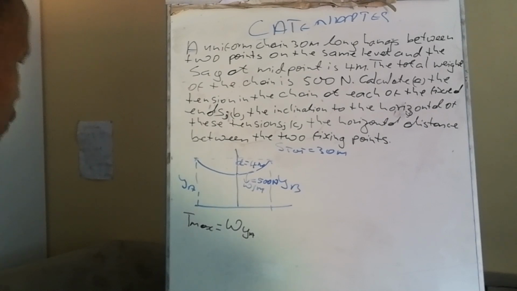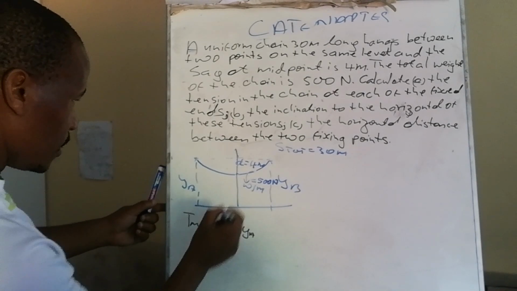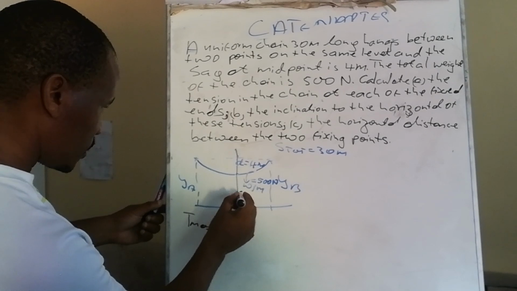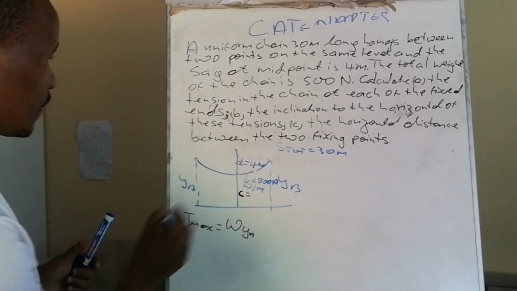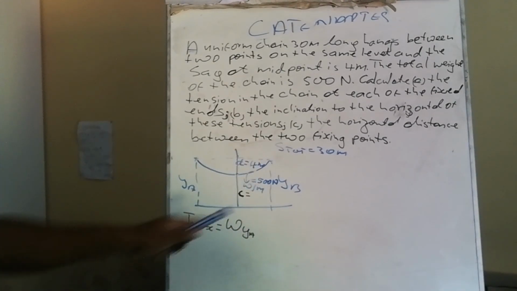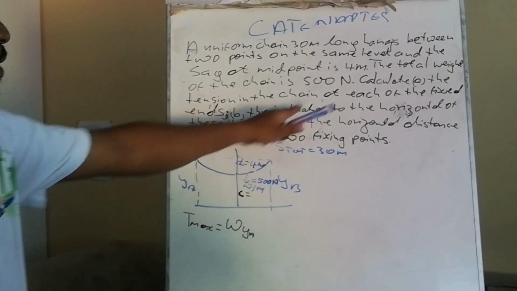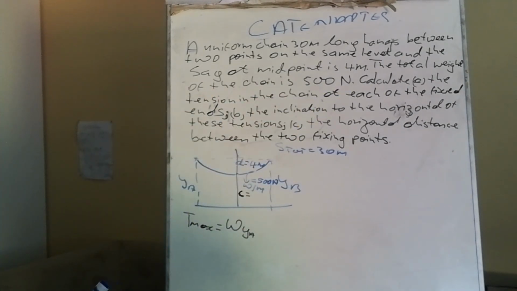YA or YB. Let's say, for instance, we've got C there also. It's not given. But 4 is given. The weight is given. So what do we do here, guys?